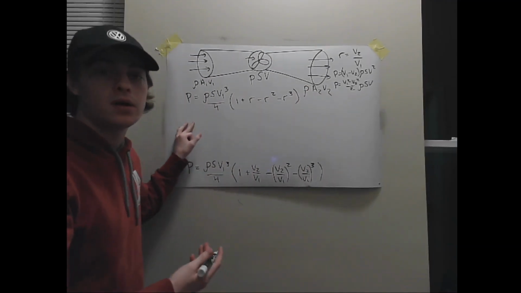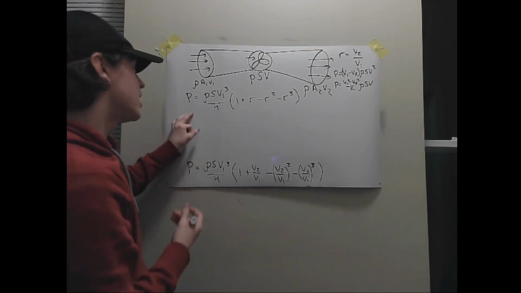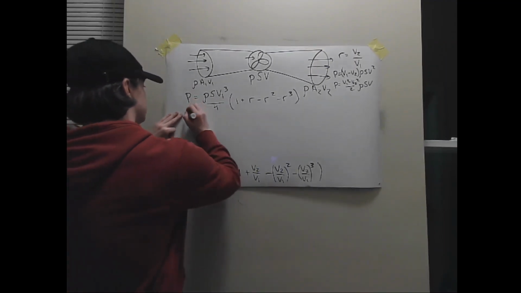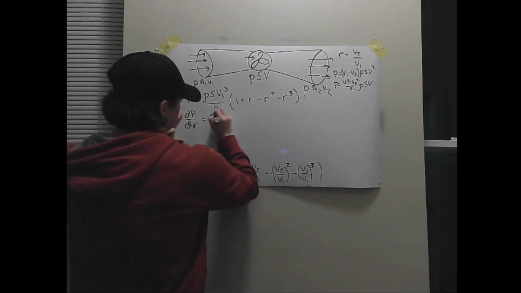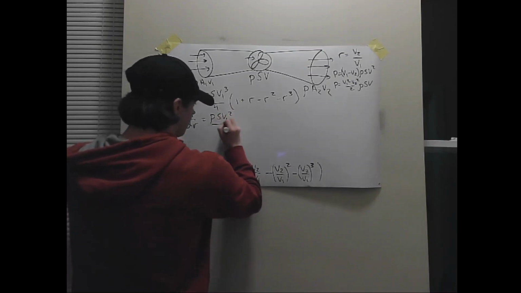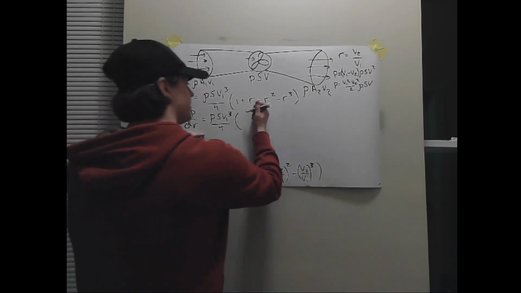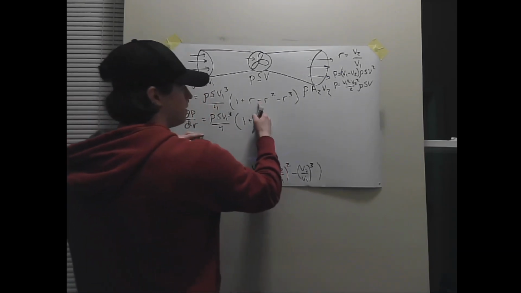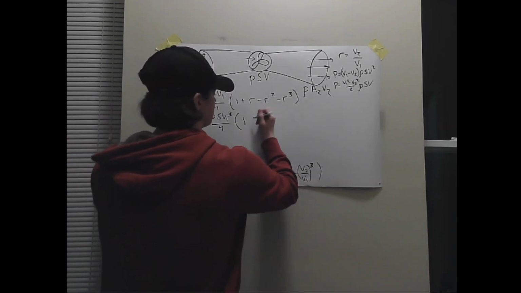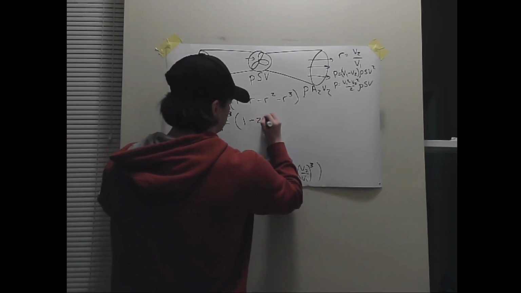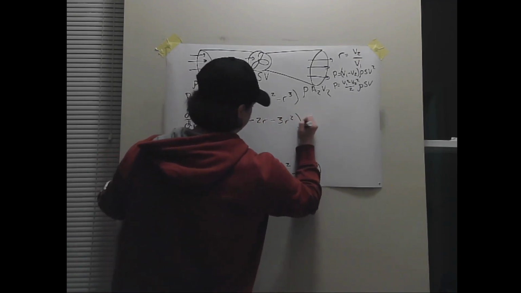So from here, we want to get at the maximum power. So in order to do that, we need to take the derivative of power with respect to R. These derivatives are relatively simple. So derivative of 1 is just 0. Derivative of R is just 1. Derivative of R squared is just 2R. And the derivative of R cubed is 3R squared.